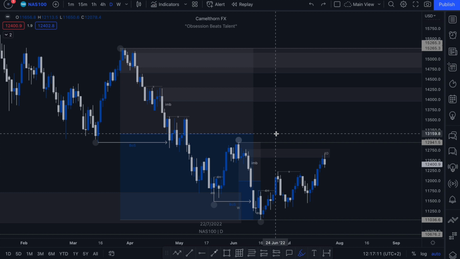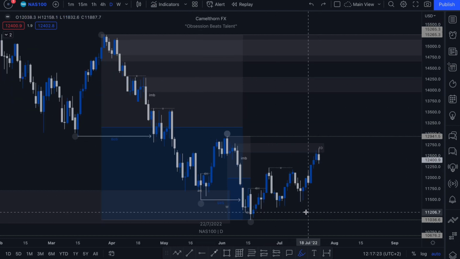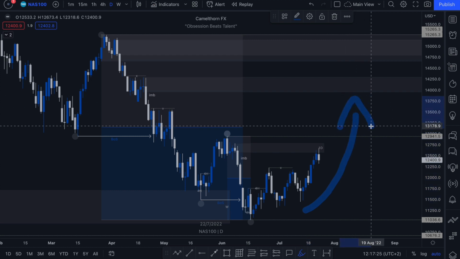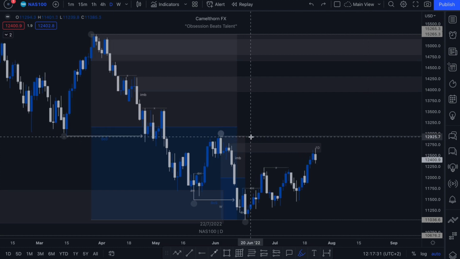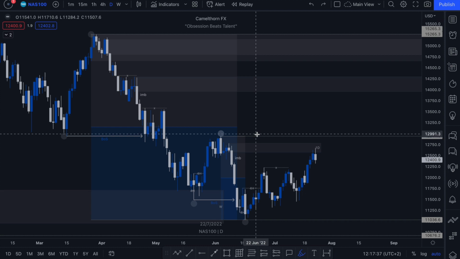Okay, it is important to know what the weekly is telling you, but unless you are a true position trader that holds trades for weeks and months, all you need to know is that price action is giving us an indication that it might be continuing higher overall. But what you want to be focusing on a little bit more closely is your daily and your 4 hour, especially if you are an intraday trader or a swing trader like myself.